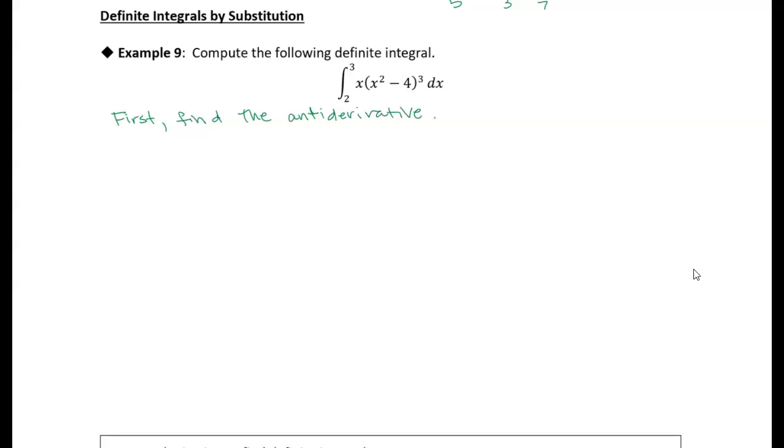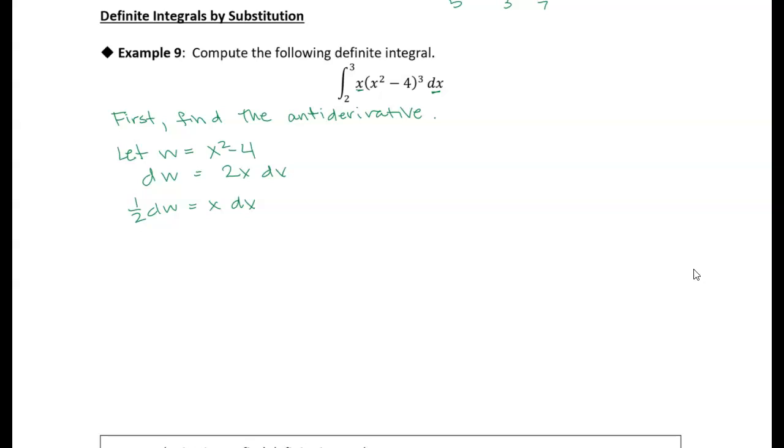Okay. So I need to figure out what the inside function and the outside function is. So I'm going to let w be equal to x squared minus 4. So that tells me that dw is equal to 2x dx. And now I have x and dx, not 2x and dx. So I'm going to write 1/2 dw is equal to x dx.